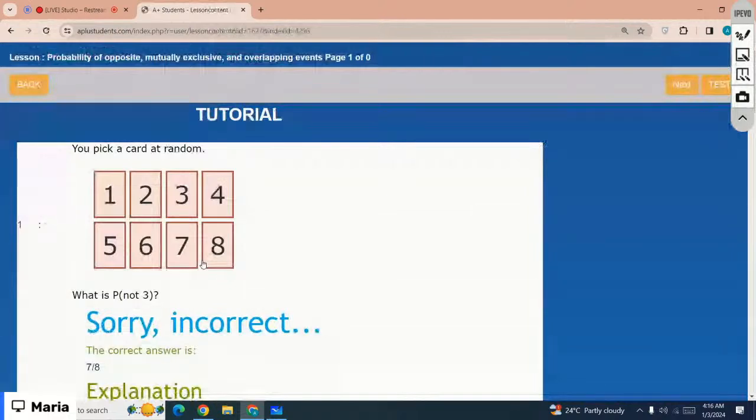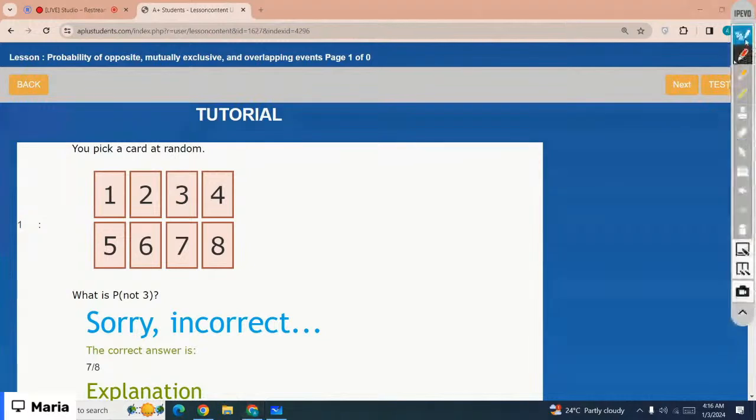The first one is you pick a card at random. What is the probability of not 3, right? The total outcomes are 8 and not 3 is 1, 2, 3, 4, 5, 6, 7. That means probability of not 3 is 7 over 8. Got it? The correct option is 7 over 8.